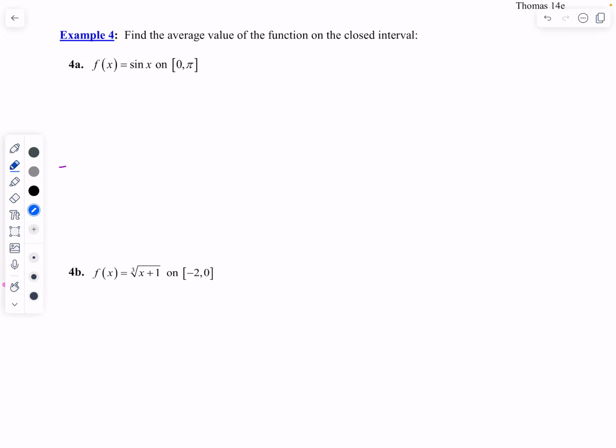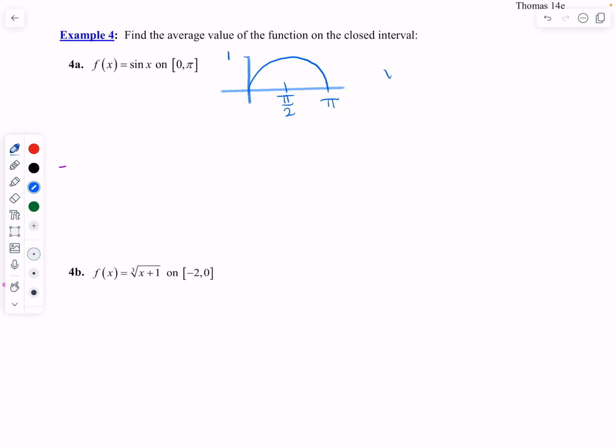Find the average value of the function on the closed interval. So first things first, I'm looking at that sine function, and when we did this before, we drew this up, and here it is. So here's pi over 2, here's pi. We get this gorgeous first part of the sine function, right? So we're finding the total area. Sorry, I'm looking at the wrong one. We're looking for the average value of the function.